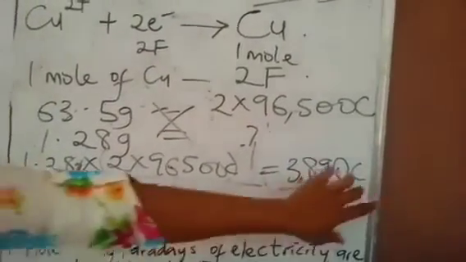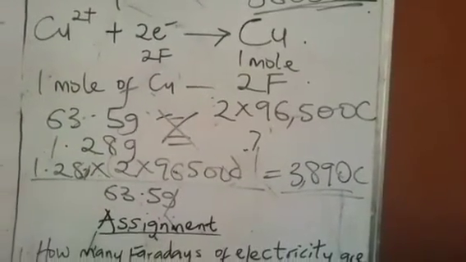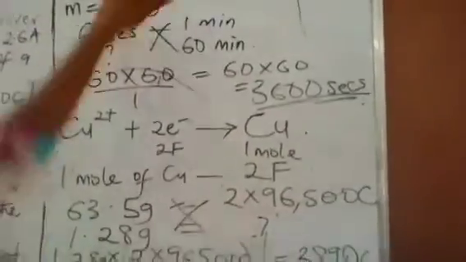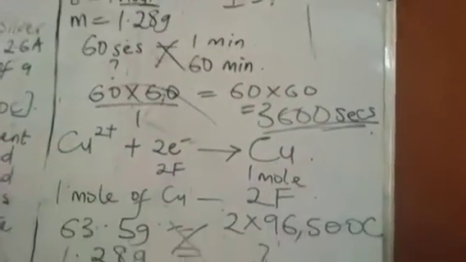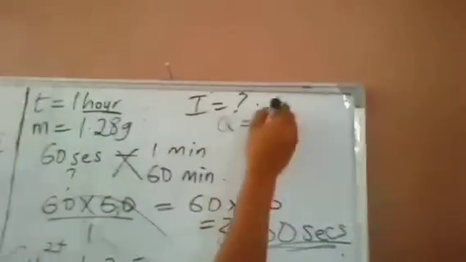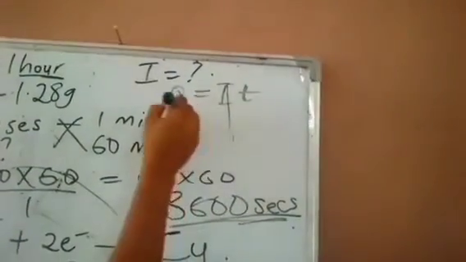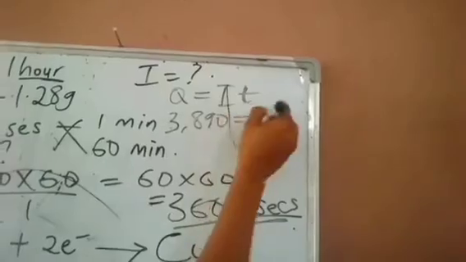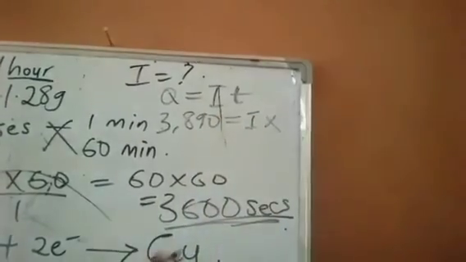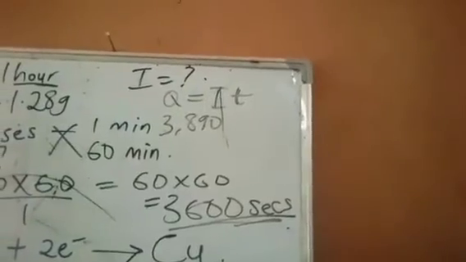But this value that we just got here is for the quantity of electricity, whereas we are asked to get the value of current. Now, how can we actually get the value of current? Using this one that we have, we know that Q is equal to IT. The Q that we've gotten here is 3,890 equals current times the 3,600. Let me do it so you can see it.